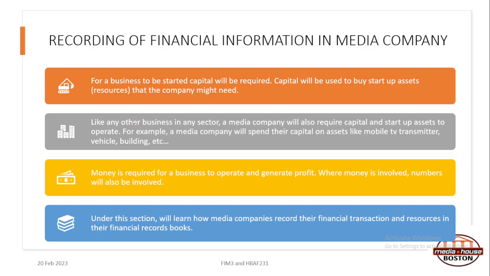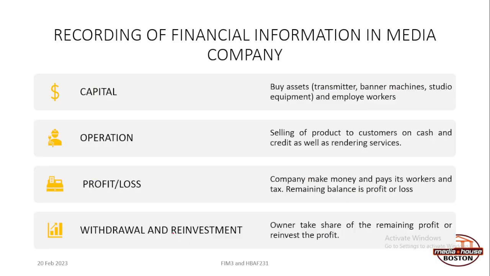Like any other business in any sector, a media company will always require capital and startup assets to operate. For example, a media company will spend its capital on assets such as a mobile transmitter, vehicle, and building, like already mentioned. Money is required for a business to operate and generate profit, and when money is involved, numbers will always be involved. So under this section, we're going to learn how media companies record their financial transactions and resources in their financial records book. So, recording of financial information in the media company.